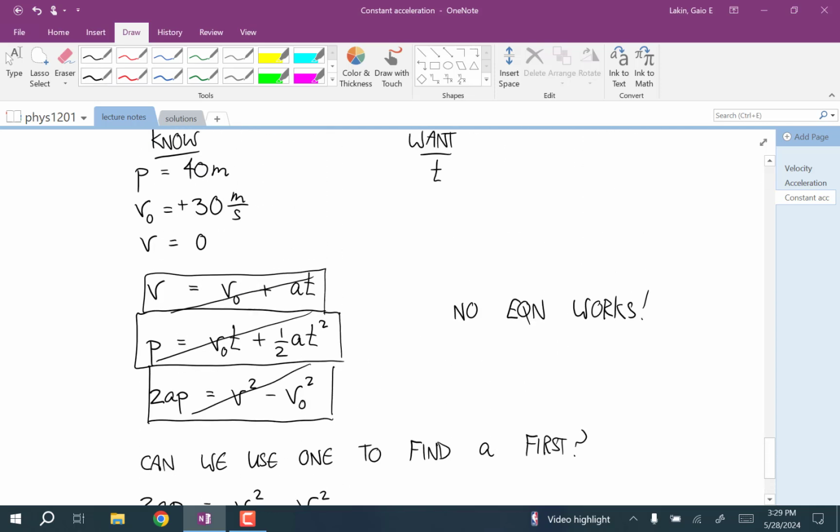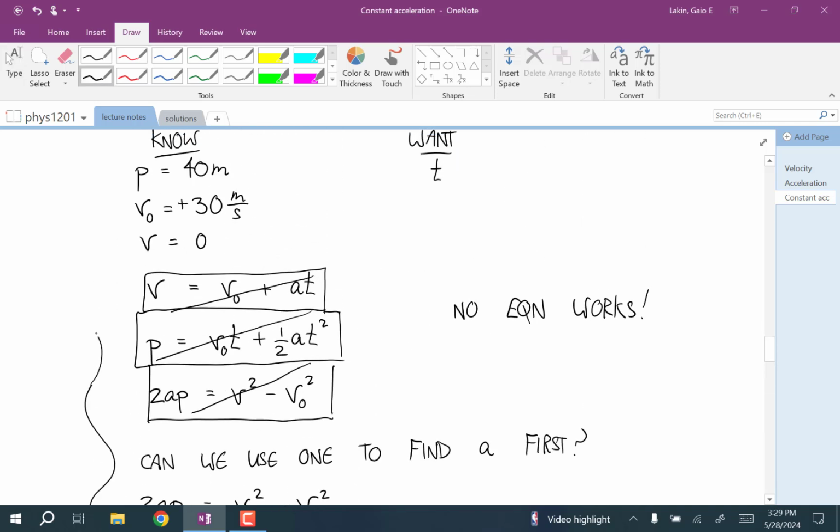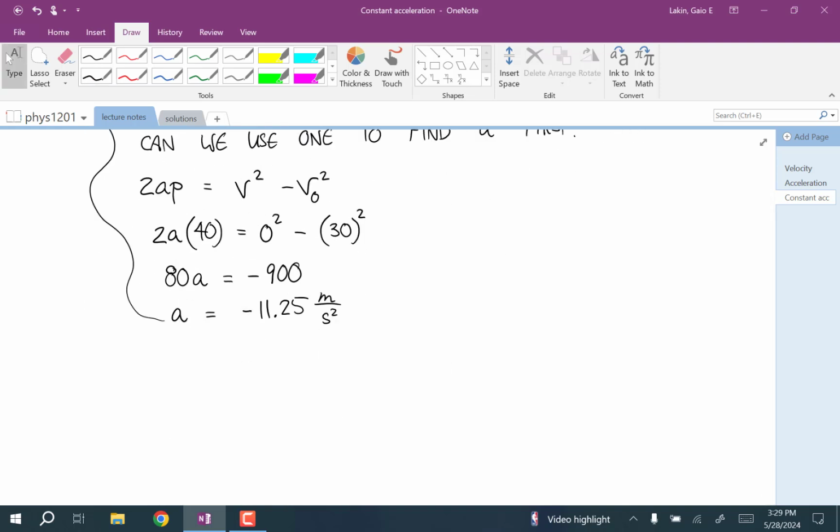Well, now let's try again. So now we can take this a and put that in our list of variables that we know and try this again. So what about this equation? v is equal to v0 plus at. It has t in it. This time we know a, we know v, and we know v sub 0. So this one should work.